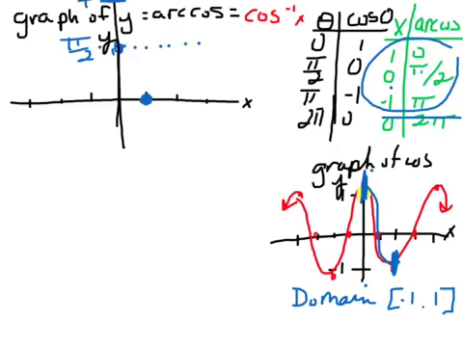Let me do that in a color that'll stand out. So here's a point, here's a point, and then at -1, I'm up at pi. And so if you connect these, it does a little curve like that. That's all we're going to graph of the arc cosine because we need it to be a function. And it's not going to be a function if I graph the point 0 to pi.